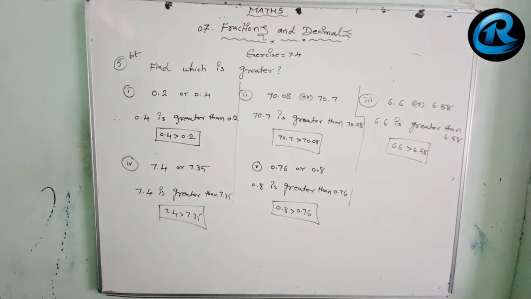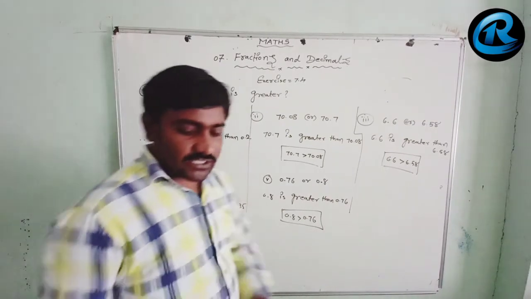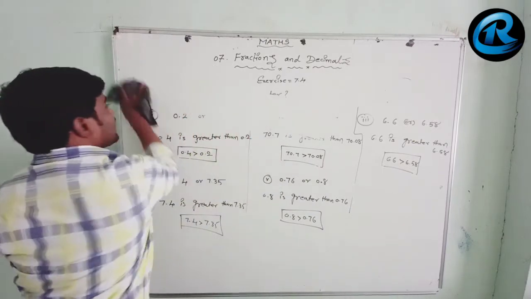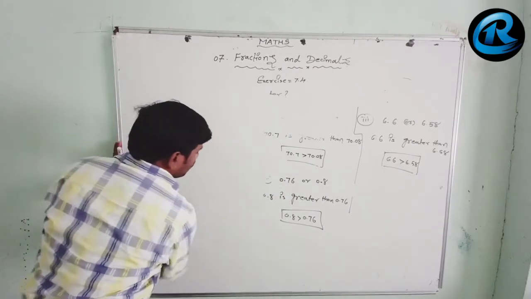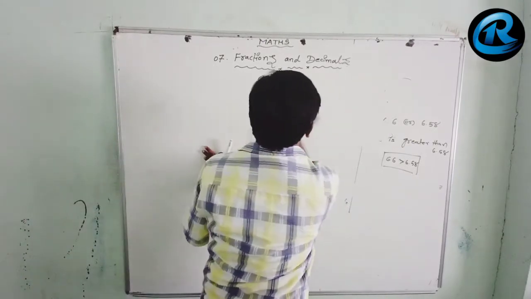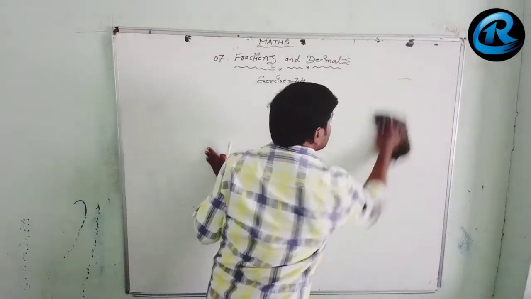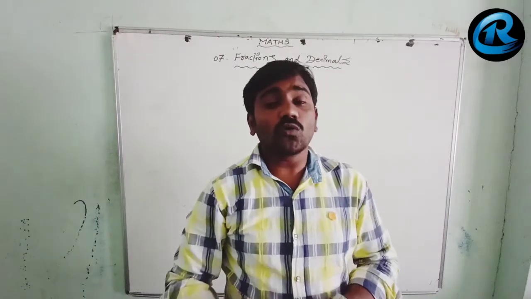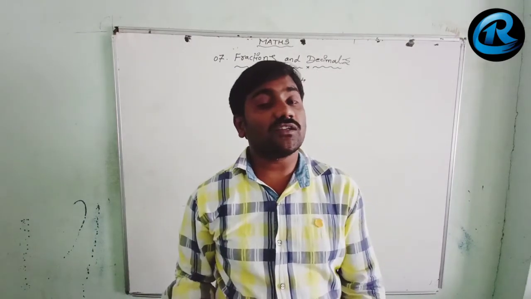So in this way we can compare decimal numbers, which is the greater decimal and which is the smaller decimal number. Now we go for the sixth bit of exercise number 7.4. Here the sixth bit and seventh bit are based on the ascending order and descending order of decimal numbers. How to write the ascending order and descending order of decimal numbers?